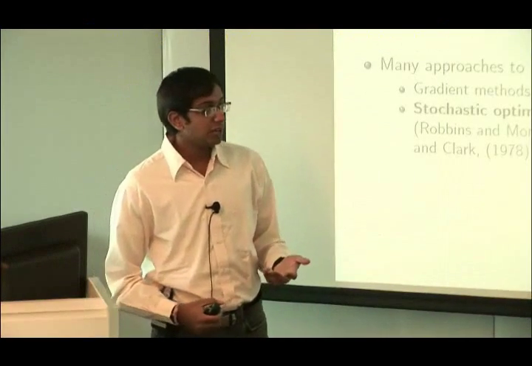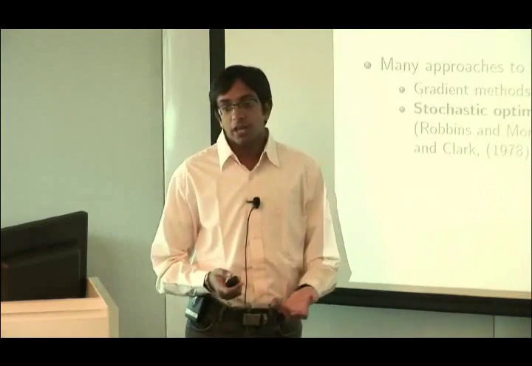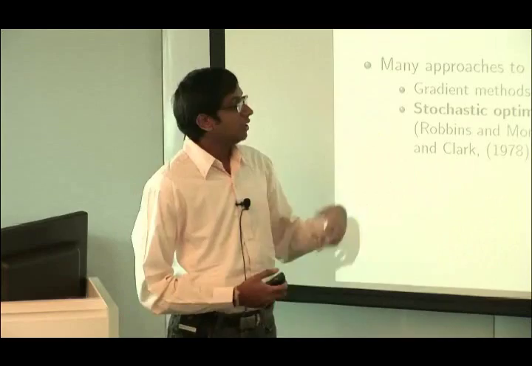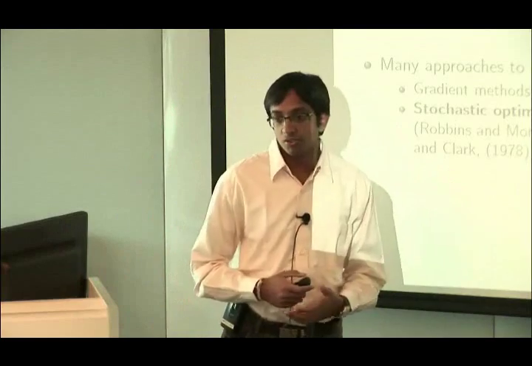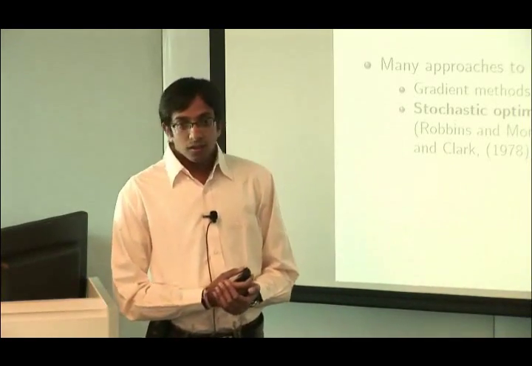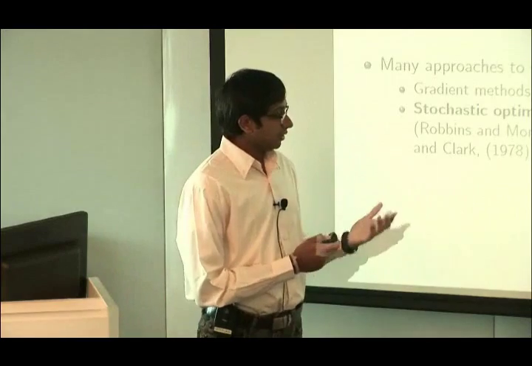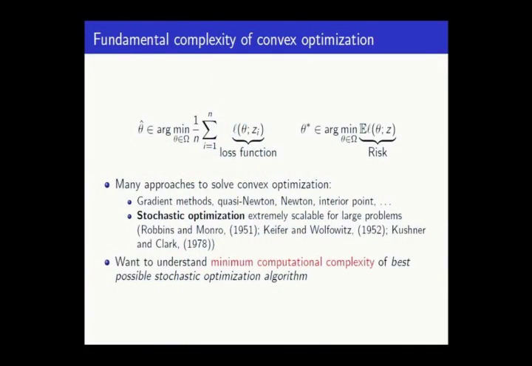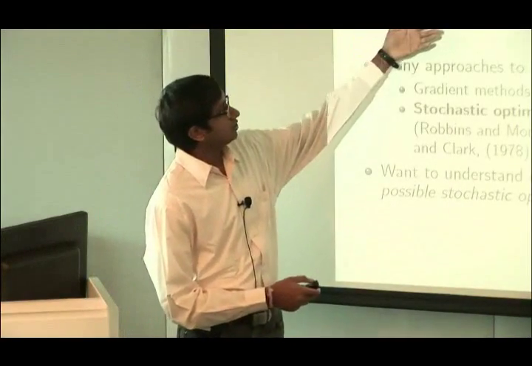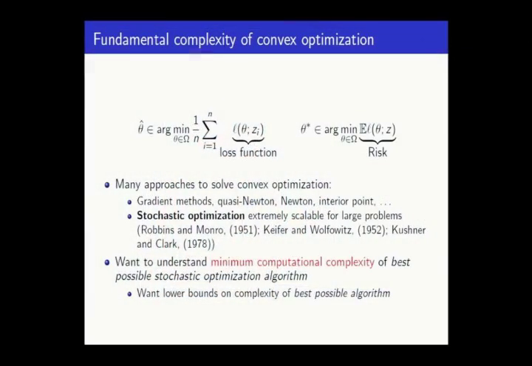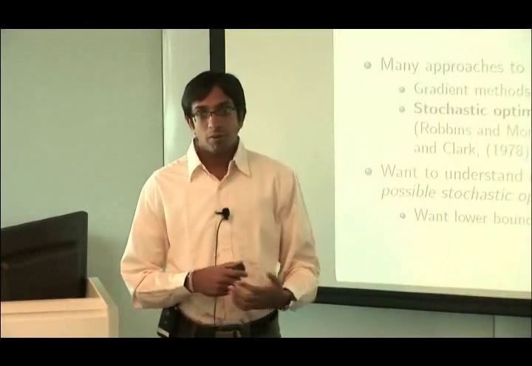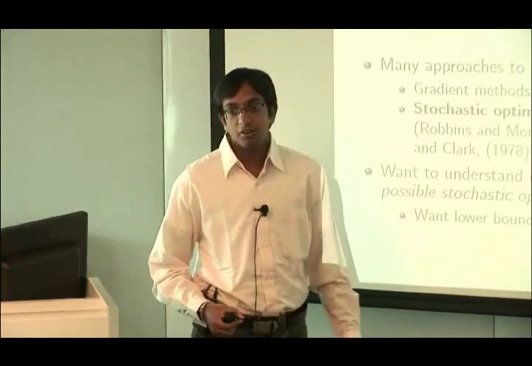In particular, a class of algorithms that has been very effective for solving large scale problems is the stochastic optimization framework, and I'll talk a bit more about this framework over the next couple of slides. But the question we will try to ask today first is, what is the minimal computational complexity of the best possible stochastic optimization algorithm to solve problems such as computation of theta hat or theta star? Note that what we want is a lower bound on the complexity of the best possible algorithm. We are not going to just do this reasoning by taking a handful of algorithms and maybe reasoning about their complexities.